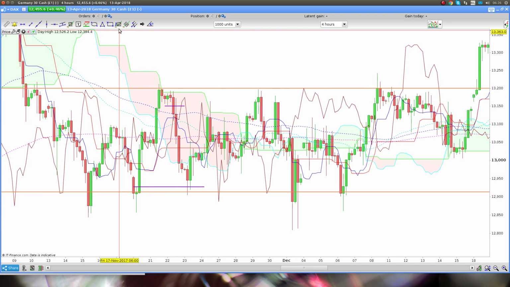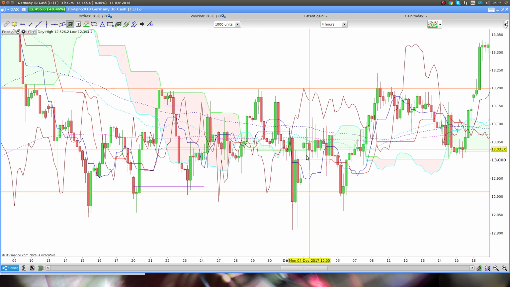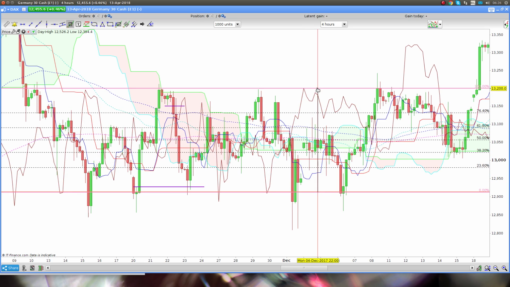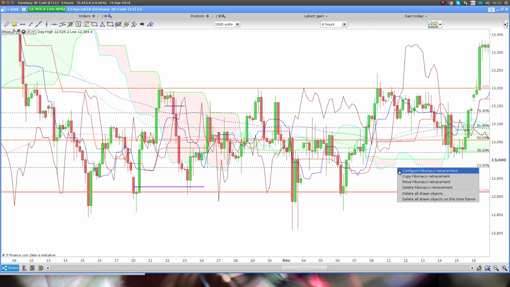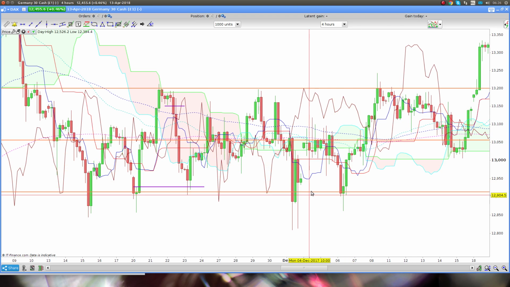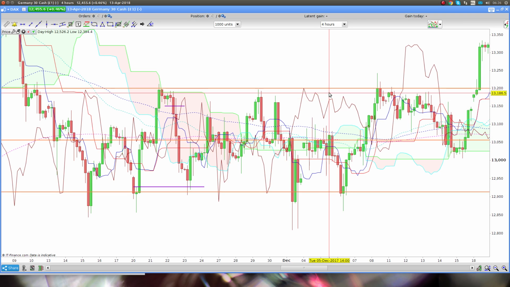Now, remember, I always talk about the 50% of the range. So if I just put this on here, and you'll see, just put a line in here, that's the 50% of the range. Just delete the Fibonacci. In other words, this is the exact middle between the top of the range and the bottom of the range.